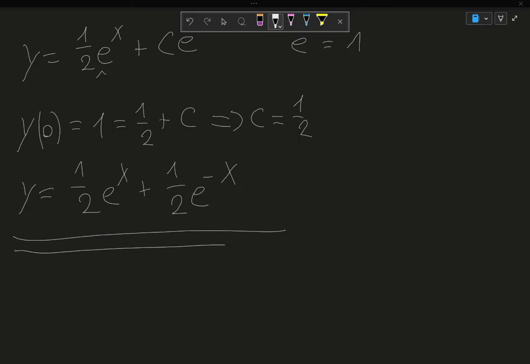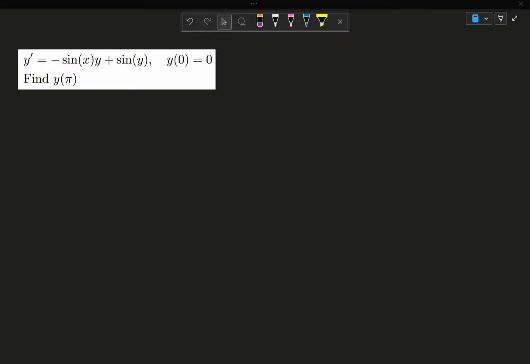Now let's get to the third example. The third example is a bit different because we don't just want to find our function itself, but we want to find y of pi. So we want to plug in pi into our final function and see what we get.